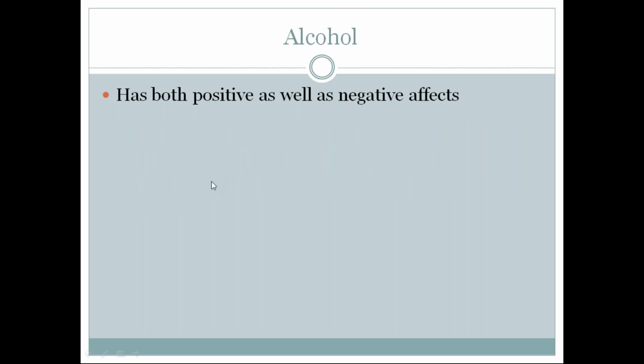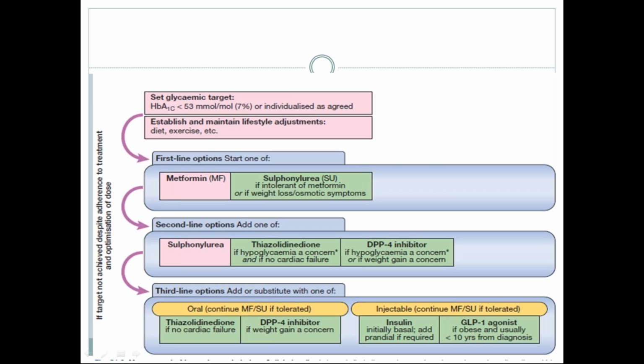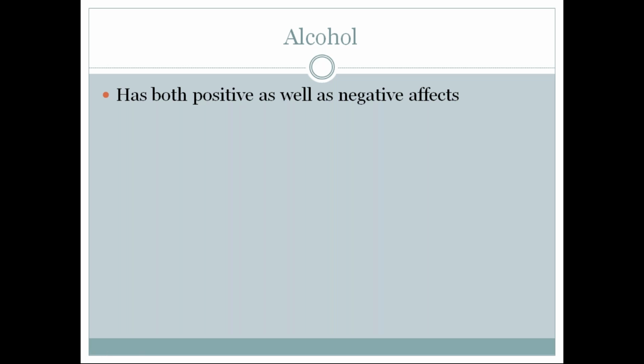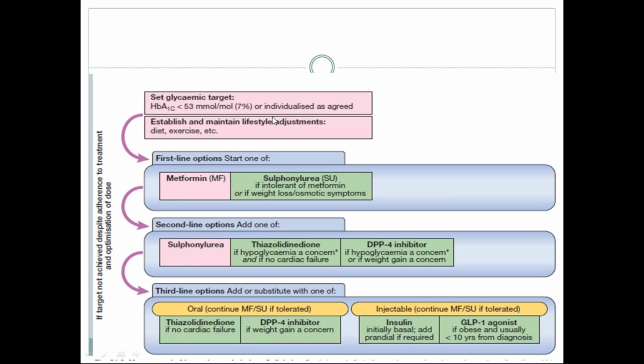And alcohol has both positive as well as negative effects. The positive effect is that alcohol decreases the chances of getting hypoglycemia in these patients, and the negative effect is that it affects the liver and all those things. Glucose metabolism in the liver is affected, leading to hypoglycemia again. So what are the first line drugs that are usually given?